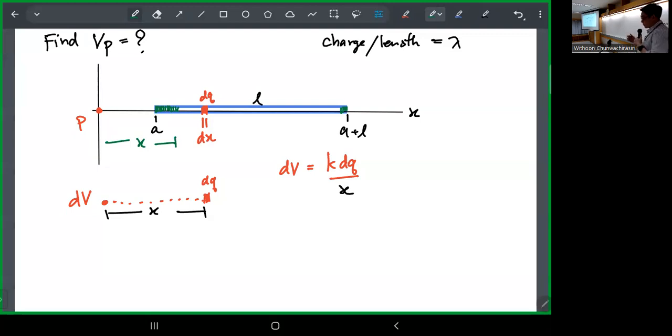So that means all you have to do is add those dV together, with me? From the left end of the rod to the right end of the rod. And once you've done this, that will be your net potential at point P.